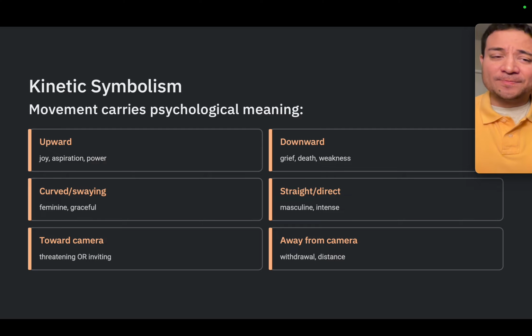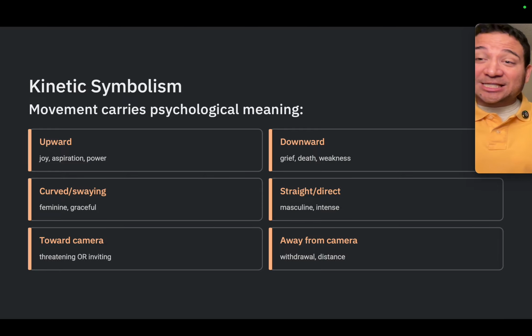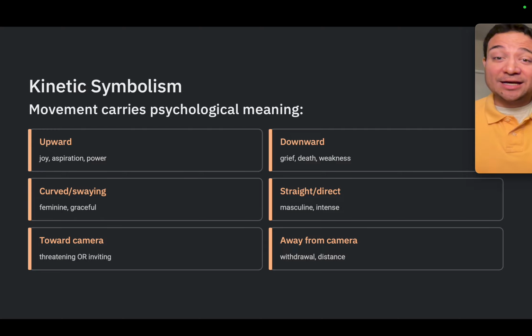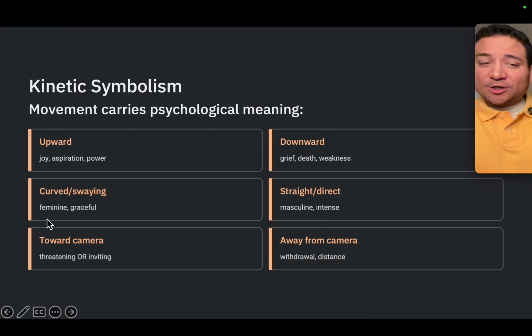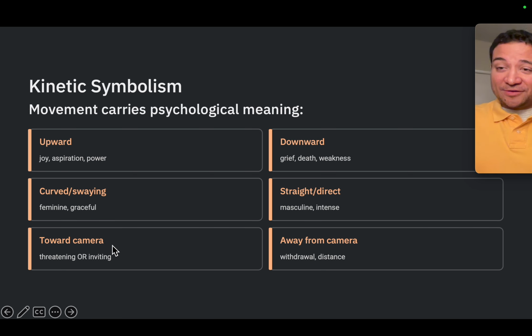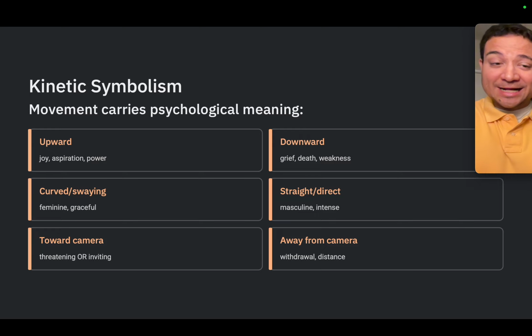For example, an upward movement can indicate joy, aspiration, or power. A downward movement can indicate grief, death, or weakness. Curved or swaying can be feminine or graceful. Straight and direct could be masculine and intense. When a character is moving toward the camera, it could be threatening or inviting, depending on who is moving toward the camera.